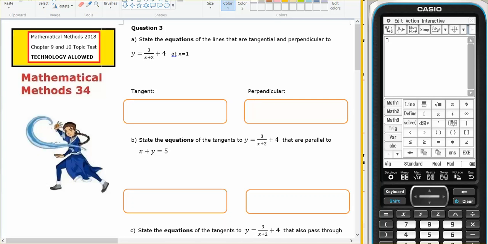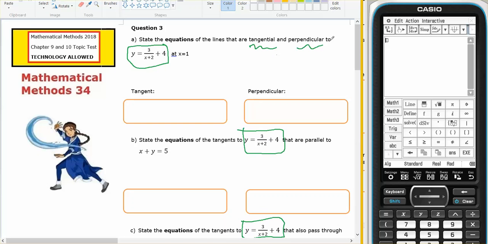This is for Year 12 Methods. It's the 2018 Chapter 9/10 topic test, question number 3. State the equations of the lines that are tangential and perpendicular to this hyperbola. I notice that part B is also of the same hyperbola and part C is the same hyperbola.